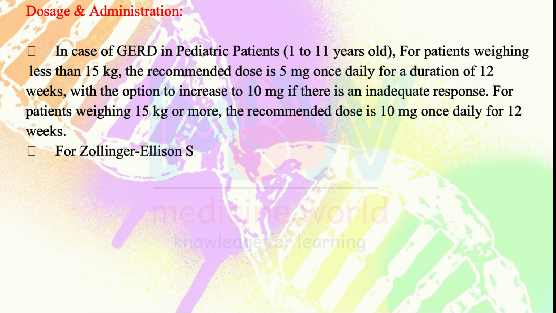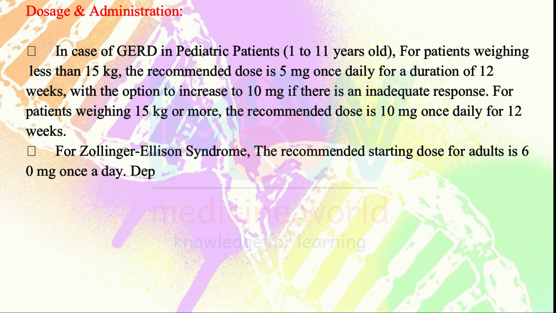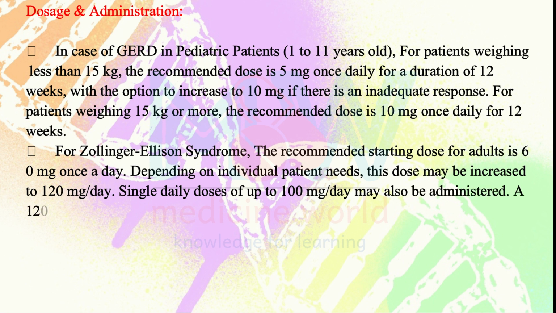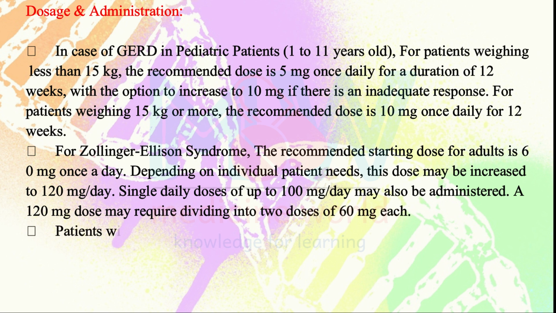For Zollinger-Ellison syndrome, the recommended starting dose for adults is 60 milligrams once a day, depending on individual patient needs. This dose may be increased to 120 milligrams per day. Single daily doses of up to 100 milligrams per day may also be administered. A 120 milligrams dose may require dividing into 2 doses of 60 milligrams each.